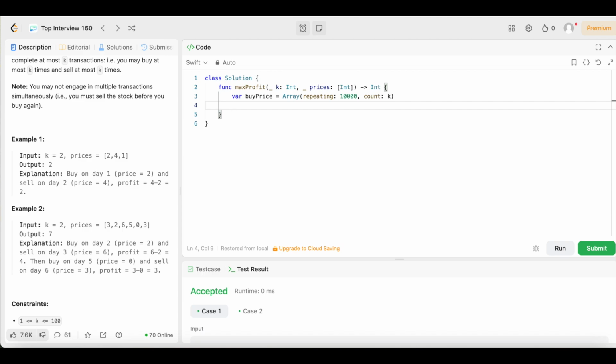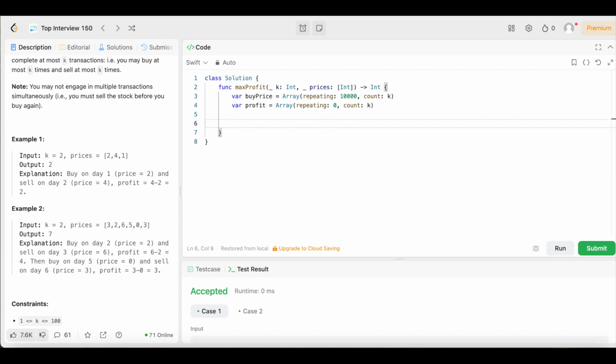Then we need to create another array to store the maximum profit for each transaction. So in order to do that, we could just declare a variable. We could title it profit, set that equal to an array. This time we open up the parentheses. We could say repeating: 0, comma, count: K. So this is going to create an array of integers, and those integers to start are just going to be 0. It's going to be K amount of zeros in that array, but that is just the start, y'all. That's not how it's going to end. That's just where we're going to store these values.